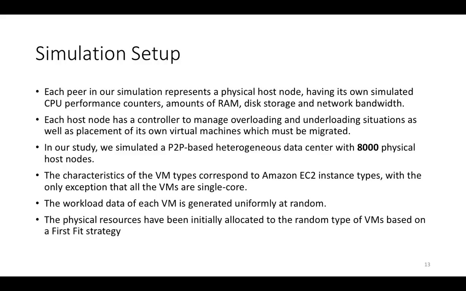As a result, 46,605 VMs have been deployed in our data center. The initial allocation is the same for each simulation trial, and the number of virtual machines is fixed during the data center lifetime.